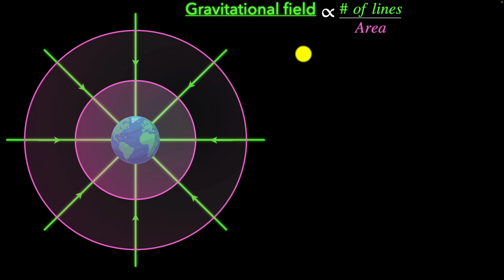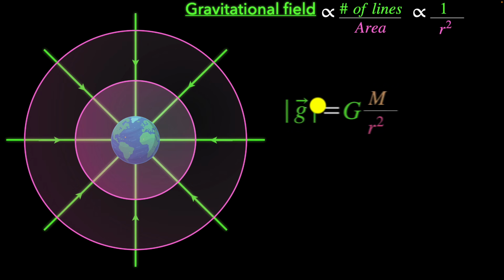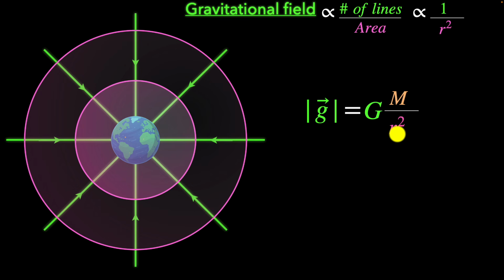And so, look, the number of field lines stays the same, but the area increases by r squared, so the gravitational field reduces by r squared. Does that make sense? The same field lines are spread over a much larger area. So this is the reason why gravitational field goes down as 1 over r squared. At the end of the day, it's because we live in 3D space. That's pretty cool if you ask me.